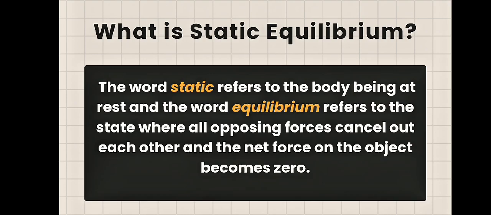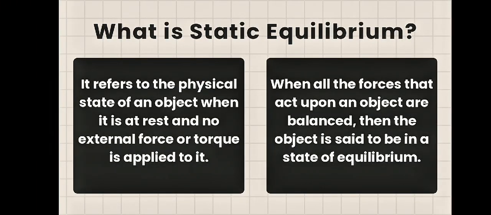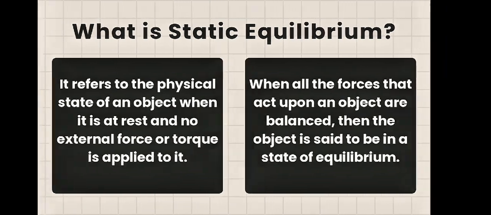Let's start by understanding what static equilibrium means. The word static refers to the body being at rest, and the word equilibrium refers to the state where all opposing forces cancel out each other and the net force on the object becomes zero. It refers to the physical state of an object when it is at rest and no external force or torque is applied to it. When all the forces that act upon an object are balanced, then the object is said to be in static equilibrium.